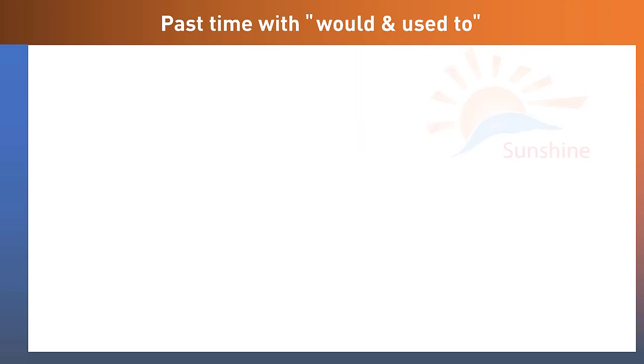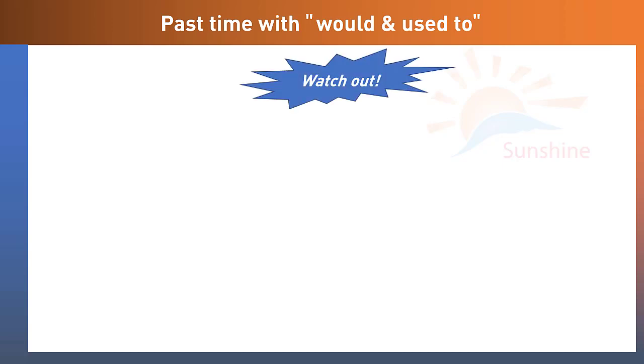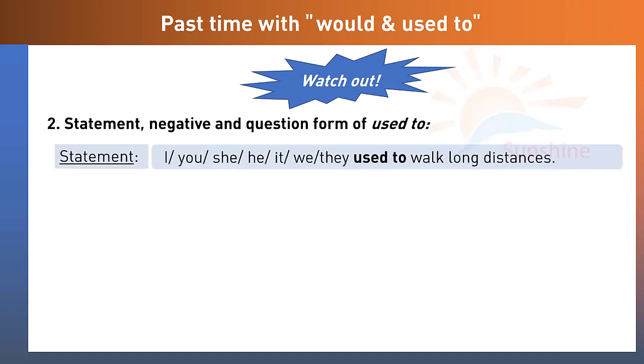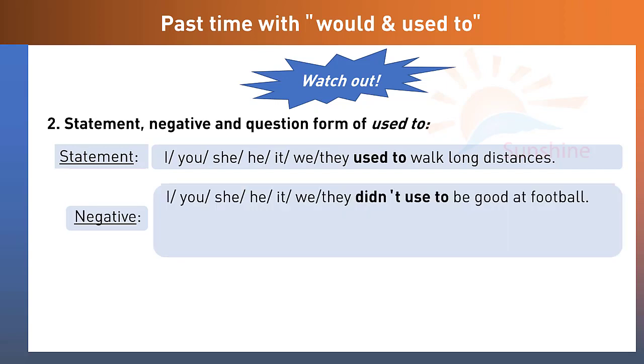Let's look at how we form positive and negative statements and questions using used to. For a positive statement, we use the subject, used to, and then the bare infinitive. I used to walk long distances. For negative statements, there are a few different ways we can do this. We can use the subject, didn't used to, and then the bare infinitive. I didn't used to be good at football.